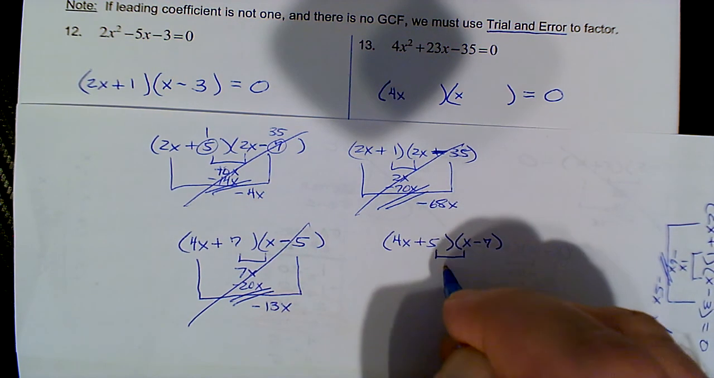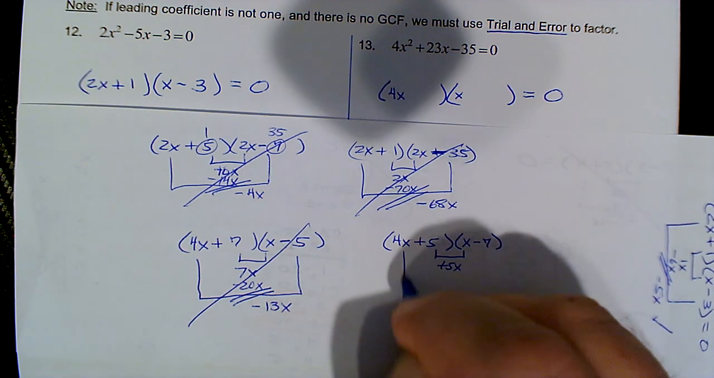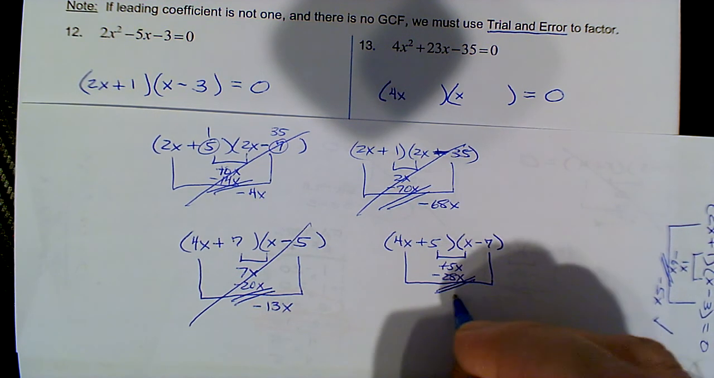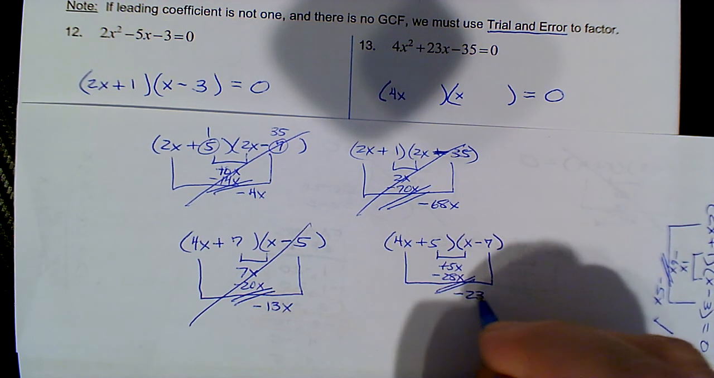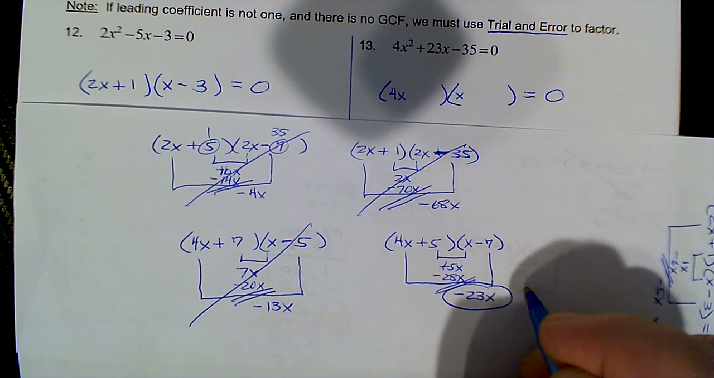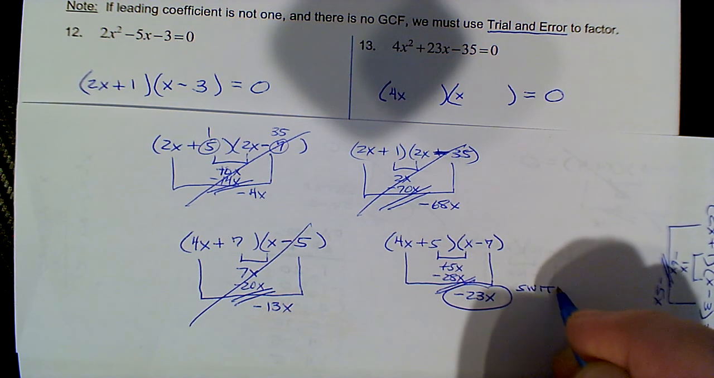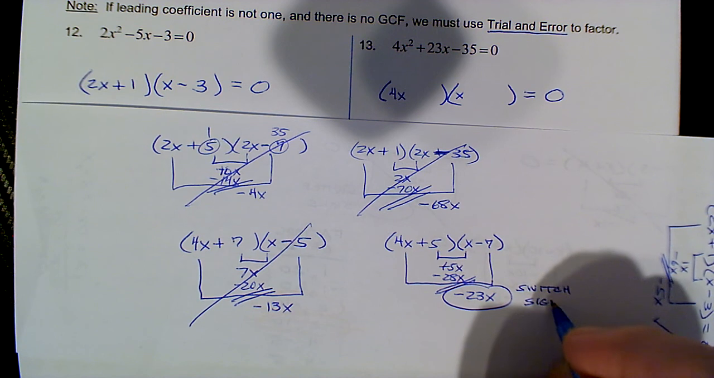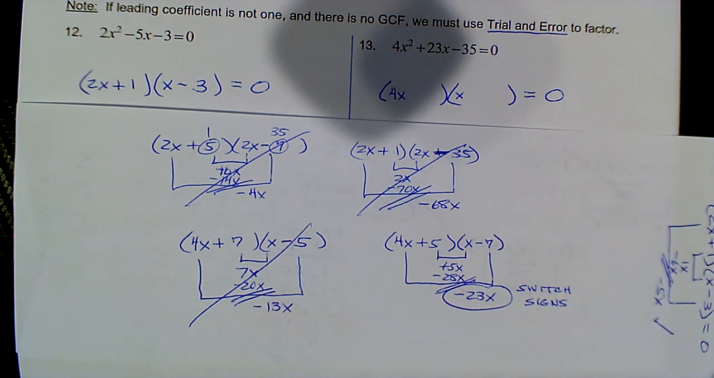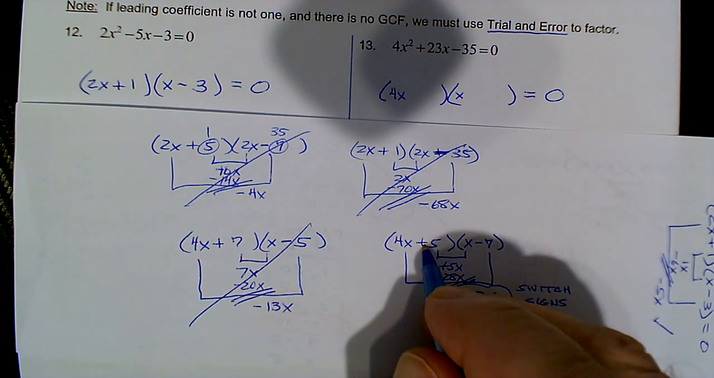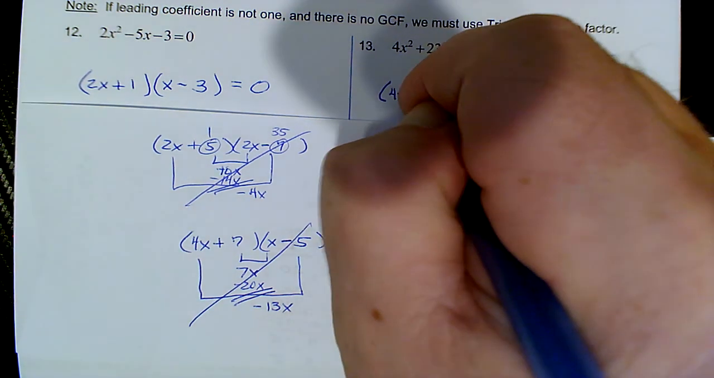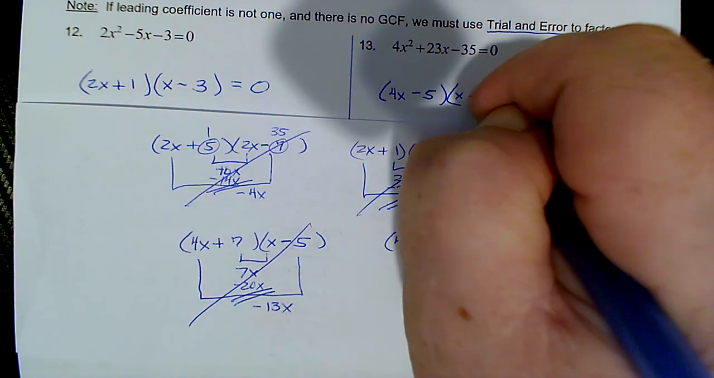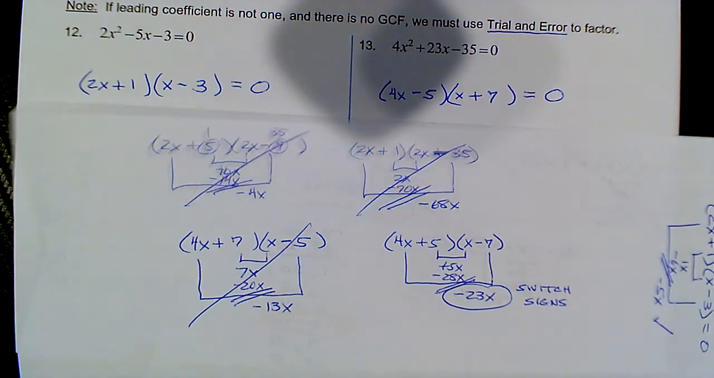So this gives positive 5x and negative 28x. Alright, there we go. That's negative 23x. I know it's not exactly what we're looking for, but we've experienced this enough to know that we're just going to switch the signs. So instead of 4x plus 5, it's 4x minus 5. And instead of x minus 7, it's x plus 7. And I'll let you check that on your own.